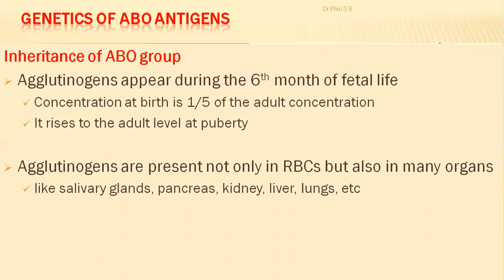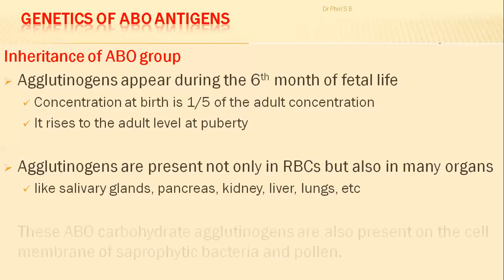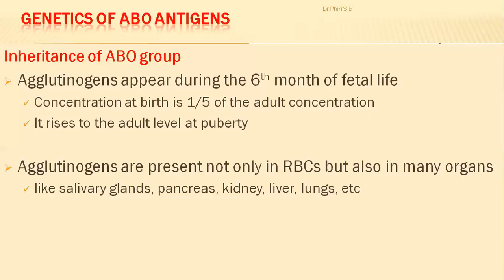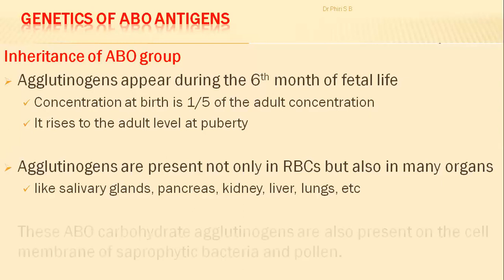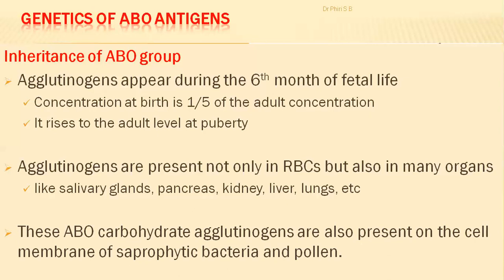These agglutinogens are present not only in red blood cells, but also in many organs, like the salivary glands, the pancreas, the kidneys, the liver, and the lungs. So it's not only red blood cells that can express these antigens. Even other body cells can express these antigens. That's why when there's an organ transplant, the immune system can reject it depending on these antibodies or the antigens that are found on the plasma membrane of different cells. That's why you get such reaction.